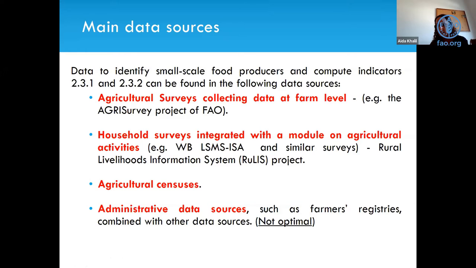Of course, the agricultural census could also be a good source only if all the needed variables are included in the census. And in some cases, administrative data sources could also be used in integration with other data sources. Although this is not the preferred source, as it is very rare that administrative records will contain all the information that we need for the computation of such indicators. And here my colleagues can correct me if I'm wrong, but I think it would be more likely to have this kind of data for commercial farms than for holdings in the household sector, like administrative data for this type of holding. So these are the four main possible data sources.